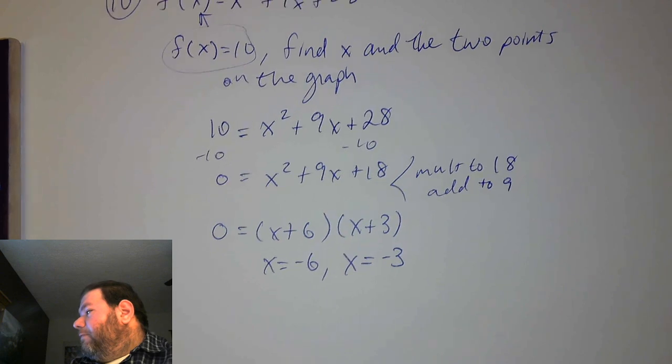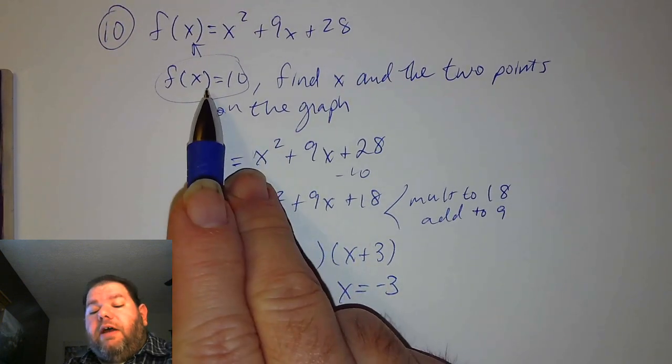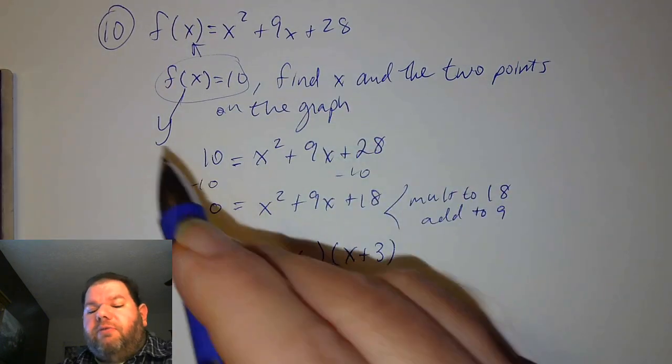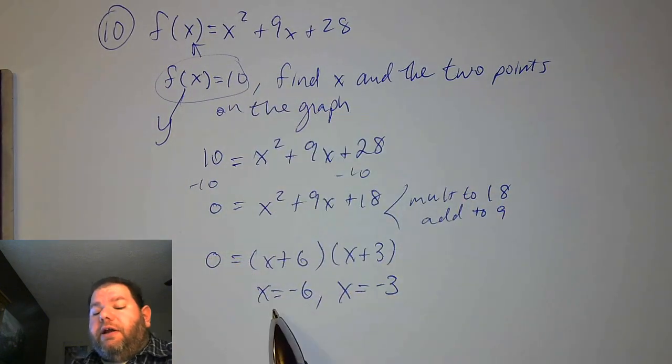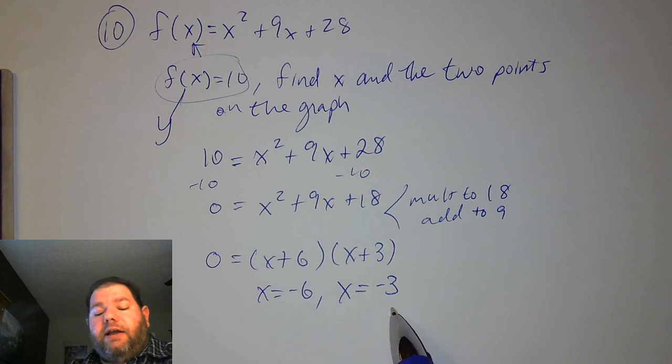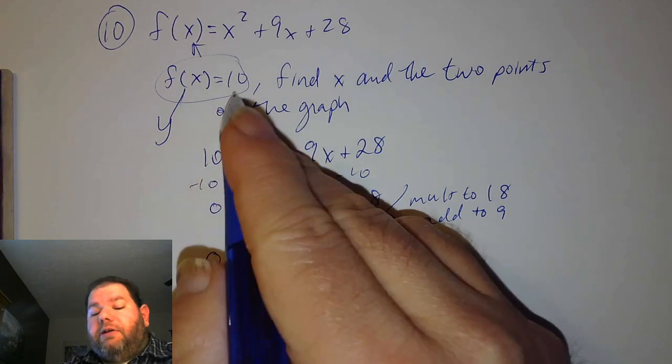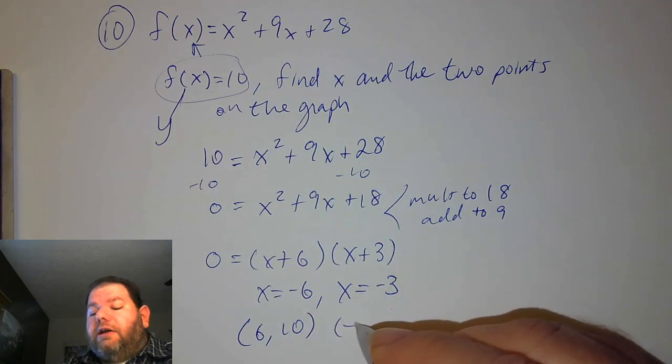Now, remember that at the beginning we plugged in f of x equals 10. F of x is basically y. So we plugged in y equals 10, and we got x equals negative 6 and x equals negative 3. So the coordinates are negative 6 comma 10 because we plugged in the 10, and negative 3 comma 10.